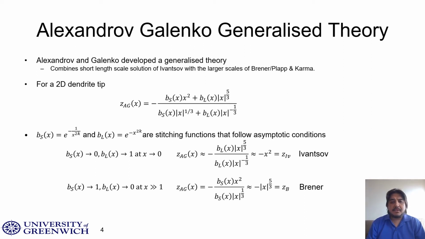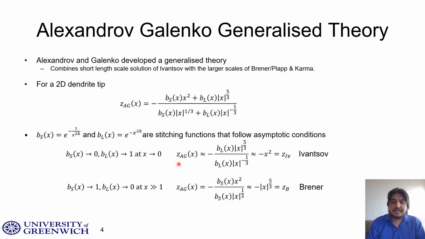And so for a 2D dendrite tip, it is given in this form, where you have these two functions, bs and bl, which are stitching functions that follow asymptotic conditions. And Alexandrov and Galenko chose these to be of the form here, which is bs the exponential of minus 1 over x to the power of 2k, and bl to be the exponential of minus x squared times k. And the condition is that as bs goes to 0, bl goes to 1 in the vicinity of the tip, i.e. when x goes to 0.